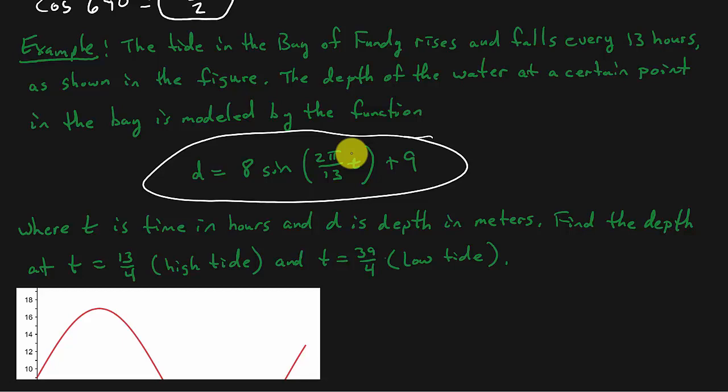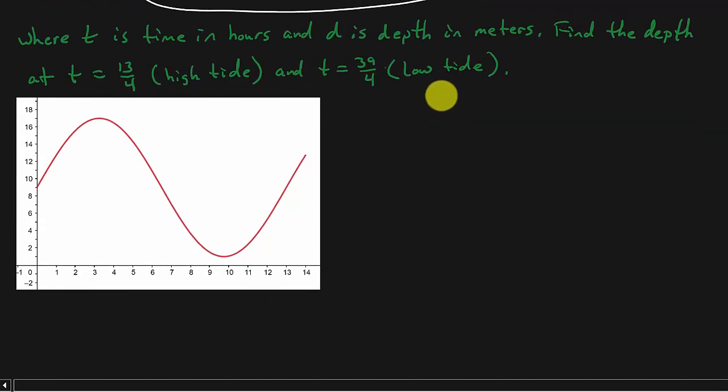Find the depth at t equals 13 over 4. That's high tide. And t equals 39 over 4. That's low tide. So we want to find the depth there. All right, so let's do that.